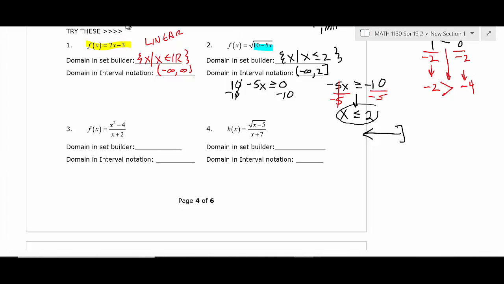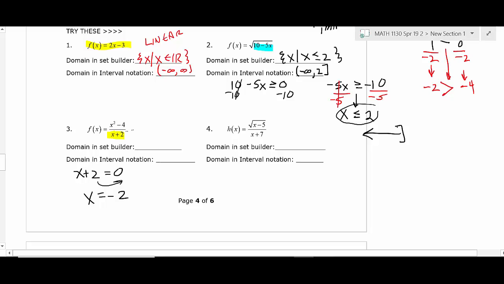Okay, what do we call number 3? What kind of function is that if it's got a fraction? That's rational. All right, so what are you looking at? You're looking at what makes the denominator 0. This one you can do in your head, or you can just write down x plus 2 is 0, subtract 2 from both sides, you get x is negative 2.